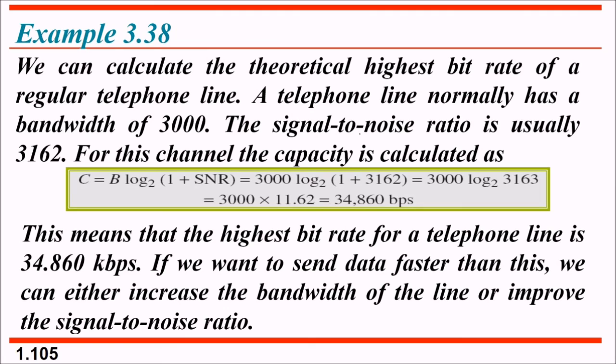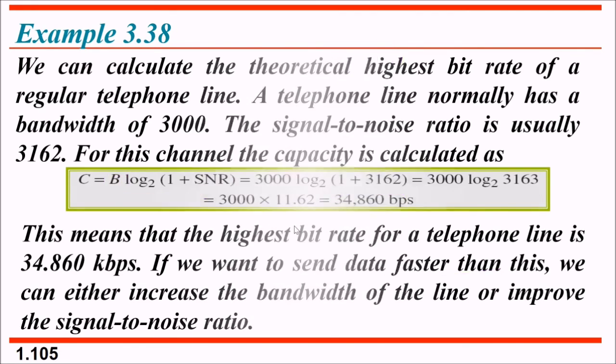We can calculate the theoretical highest bit rate of a regular telephone line. Say a telephone line normally has a bandwidth of 3000 hertz, and the SNR is usually 3162. We place it in the Shannon formula, B log 2 of 1 plus SNR. This is 3000 log 2 3163, which is around 34 kbps. So the highest bit rate of a telephone line is 34.86 kbps. If you want to send data faster than this, we can either increase the bandwidth of the line, or improve the signal to noise ratio. These are the two options.